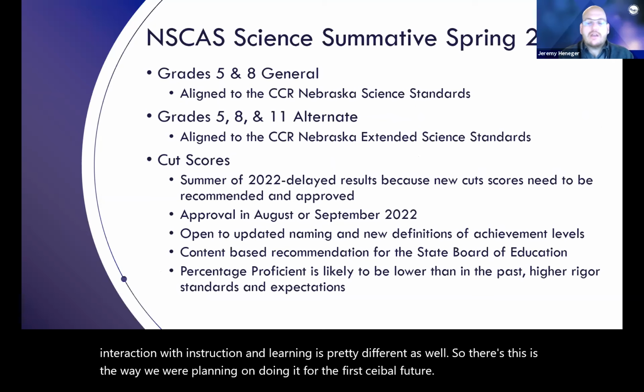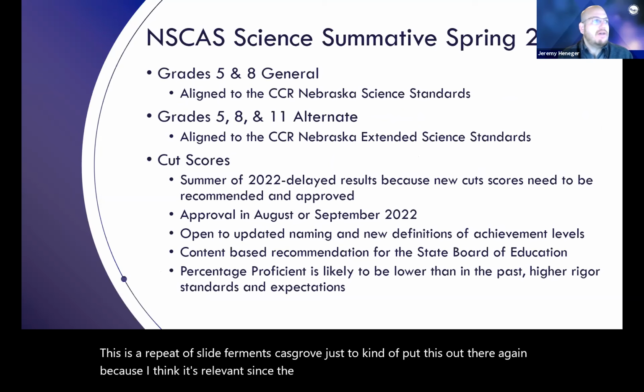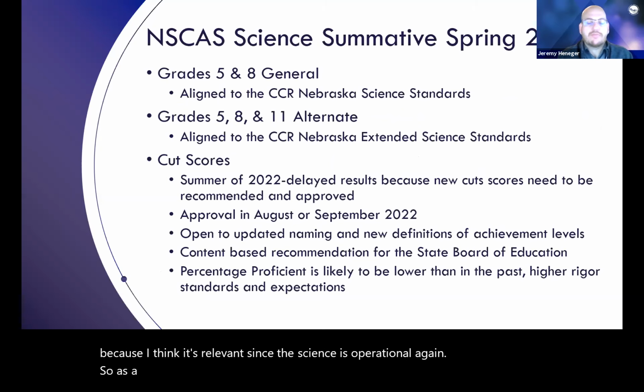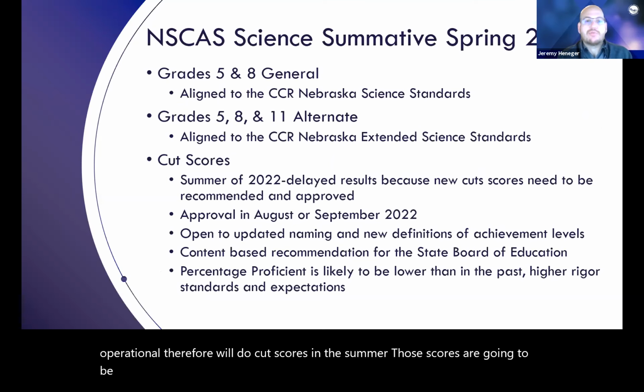This is a repeat of a slide from NSCAS growth, just to put this out there again, because I think it's relevant since the science is operational again. As a reminder, science for the general and the alternate will be the first time operational. Therefore, we'll do cut scores in the summer. Those scores are going to be delayed because we can't provide scores until the cut score process is complete. We're still working on a schedule for that.